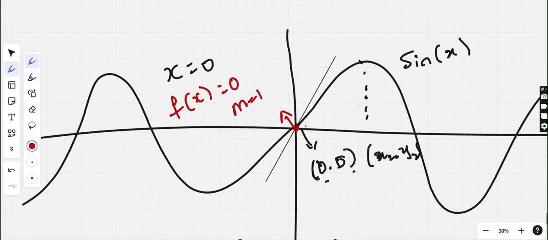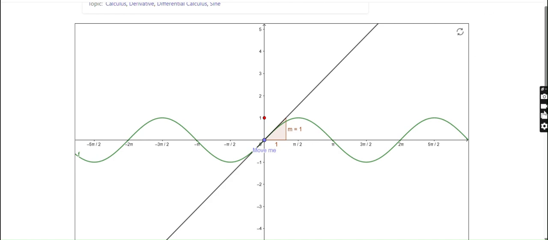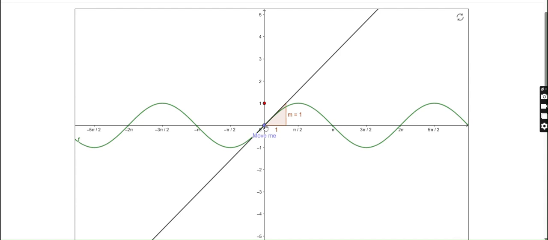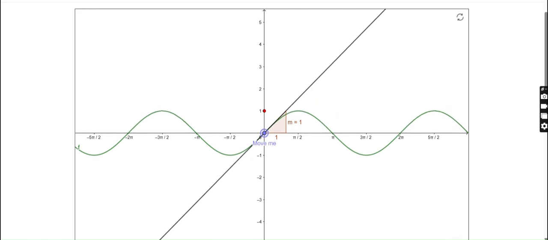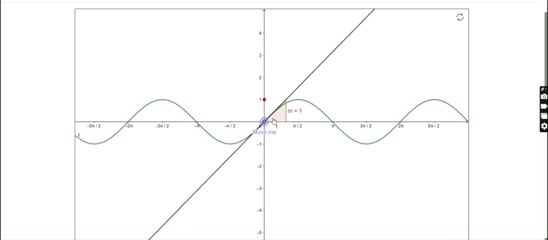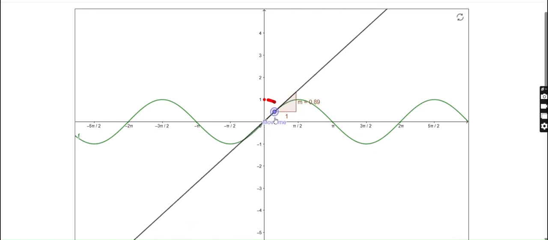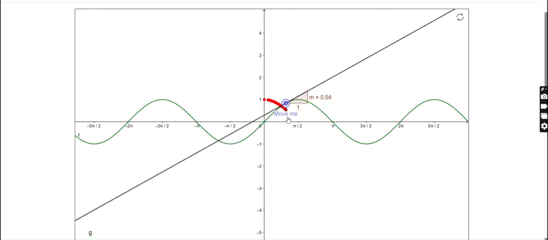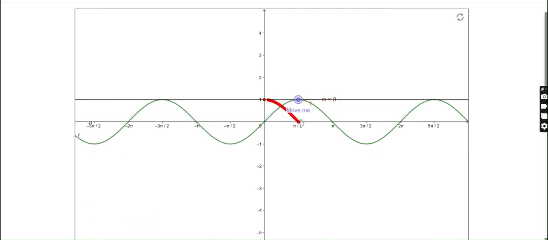But the moment you find the slope at the next point, it might be a little smaller than the previous one. Let me make use of this particular graph. If you observe carefully, at the origin I have the maximum slope of 1. If I move further away, you can see my slope is decreasing according to the tangent line. At the maximum point, where x equals pi by 2 and my output is 1, my slope is 0.